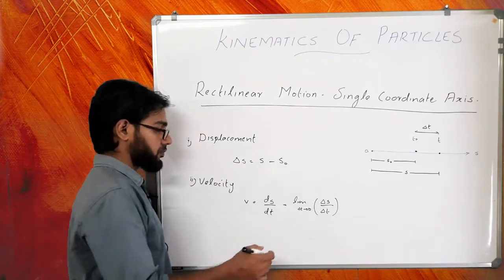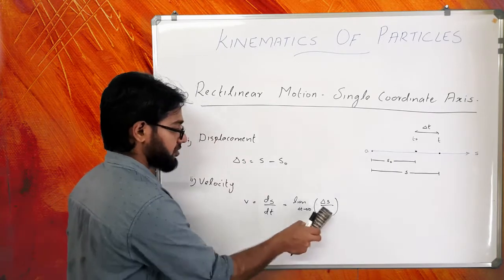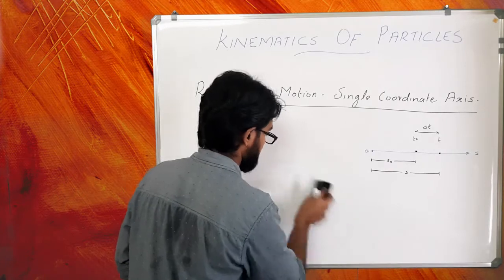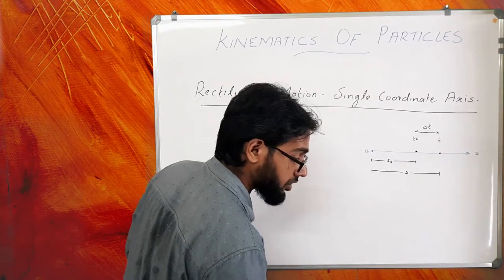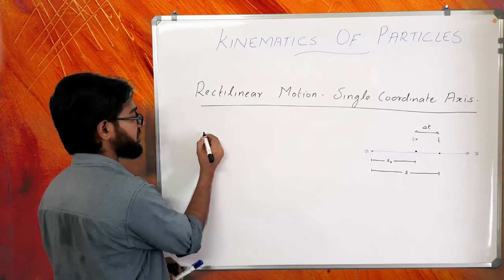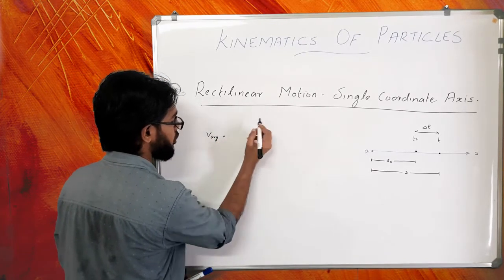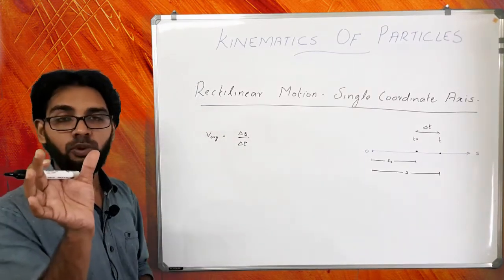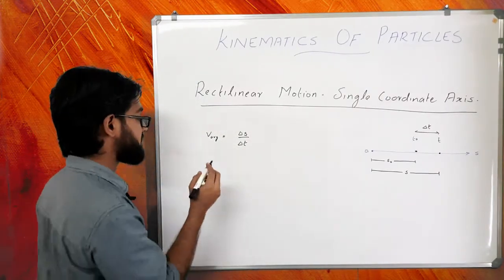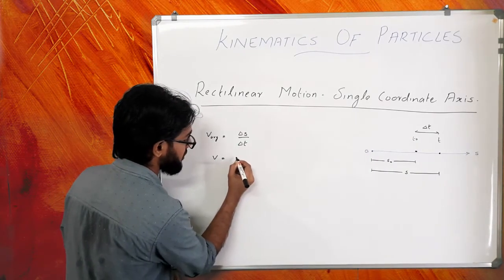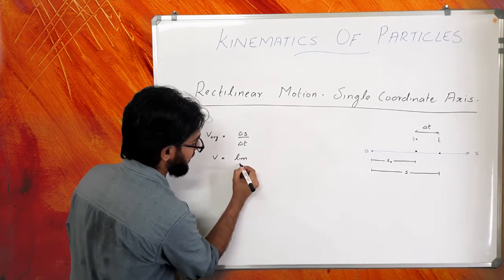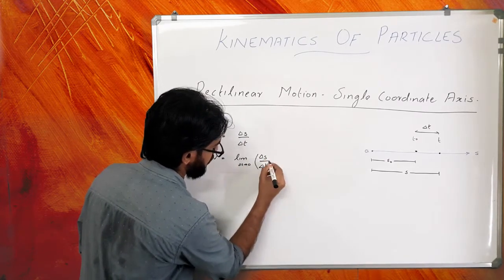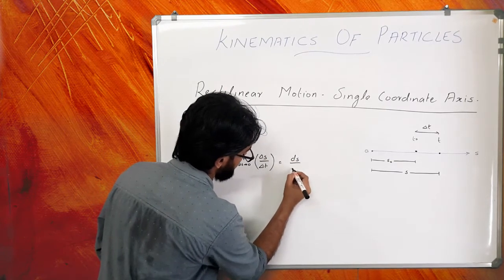Now, the term delta s by delta t is sometimes referred to as average velocity. So, as such, v average is equal to delta s by delta t. As the time interval approaches 0, it becomes the instantaneous velocity, v equals limit delta t tends to 0 of delta s by delta t, which is equal to ds by dt.